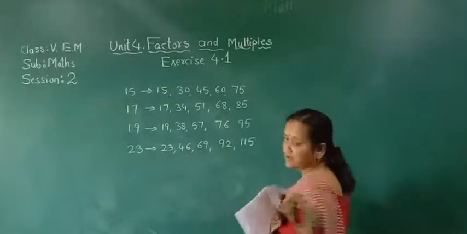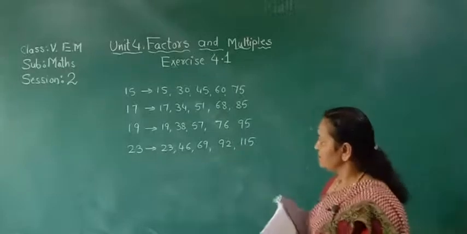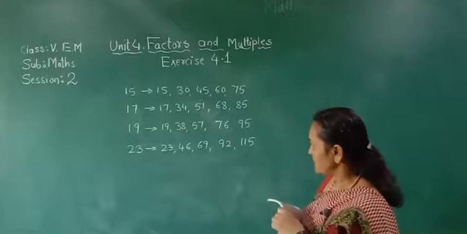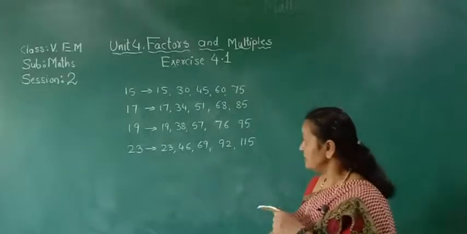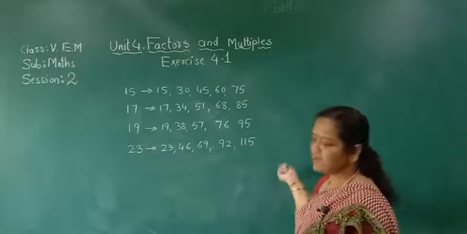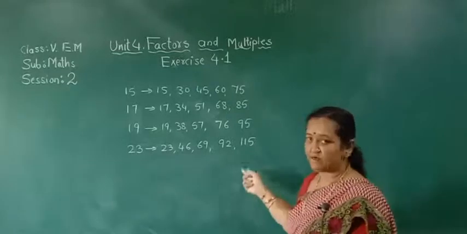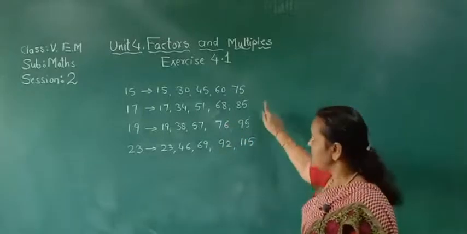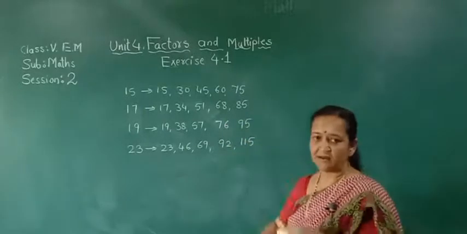Yes, correct it is. So 23, 46, 69, 92 and 115. These are the multiples of 23. So here we should find multiples of, not factors of, multiples of 15, 17, 19 and 23. These are the multiples of the given numbers.